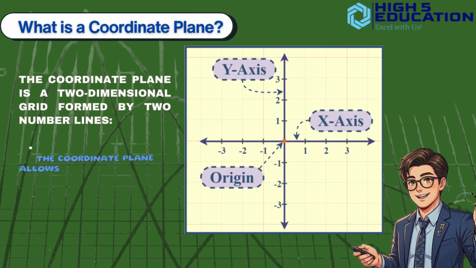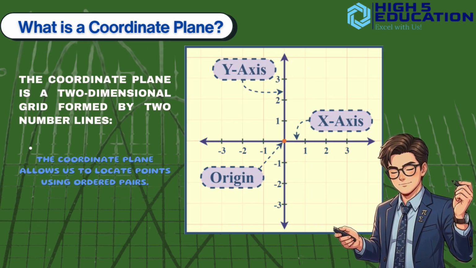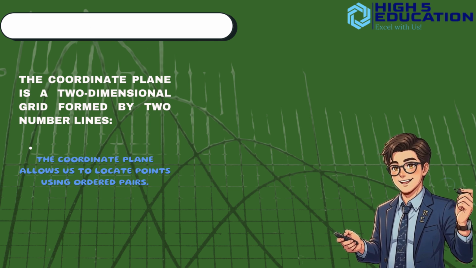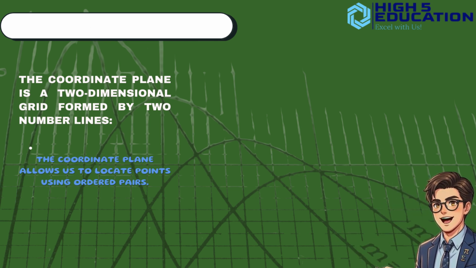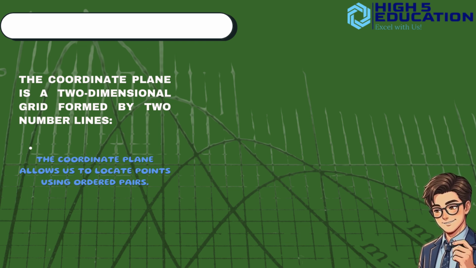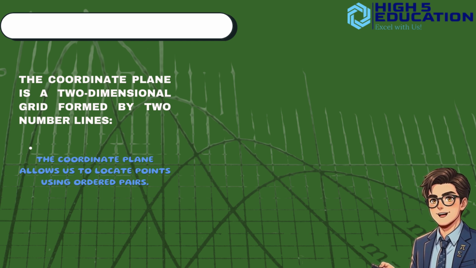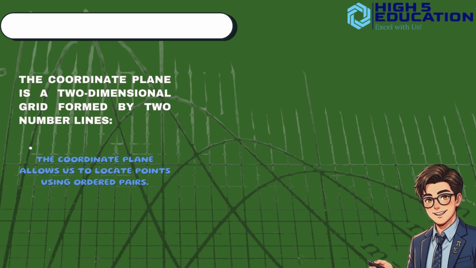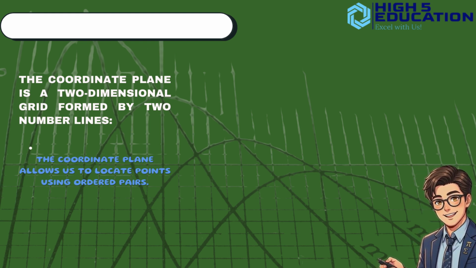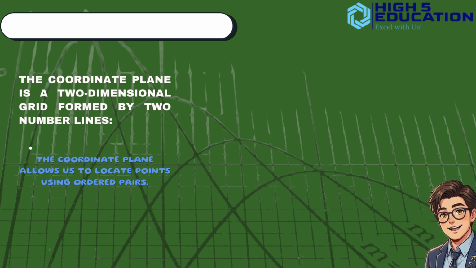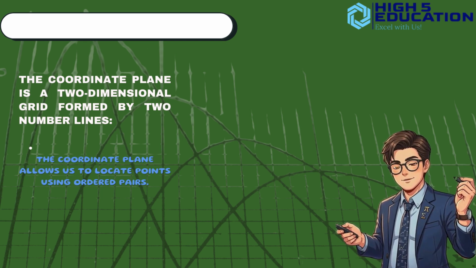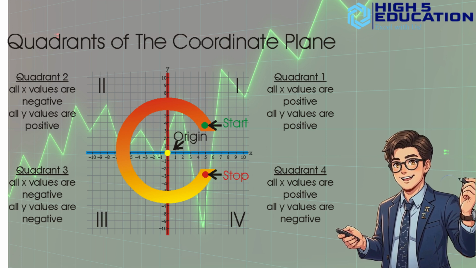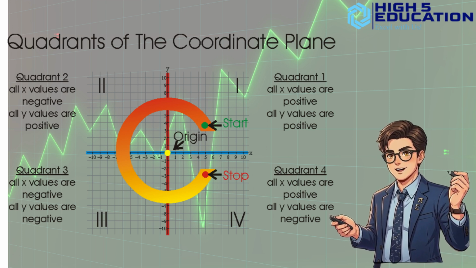Now let's define what a coordinate plane is. The coordinate plane is a two-dimensional grid made up of 2 number lines. The horizontal line is called the x-axis, the vertical line is called the y-axis, and the point where they meet is called the origin, written as (0, 0). We use the coordinate plane to locate points by using ordered pairs, which tell us the exact position of a point. Understanding the coordinate plane is the first step to reading graphs, plotting points, and solving real-world problems involving maps, navigation, and design.